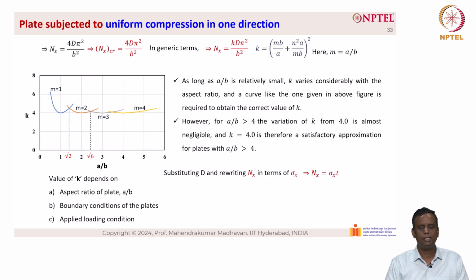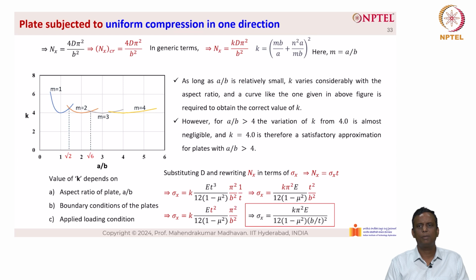Let us substitute D and rewrite Nx in terms of sigma x, which indicates Nx equal to sigma x into t. So, we have sigma x equal to k into E t cube divided by 12 into 1 minus nu square into pi square by b square into 1 by t. When we rearrange the terms, we have sigma x equal to k into E t square divided by 12 into 1 minus nu square into pi square by b square. This can be rewritten as sigma x equal to k into pi square E divided by 12 into 1 minus mu square into b by t the whole square, where k is the elastic buckling coefficient, E is the Young's modulus of the plate, mu is the Poisson's ratio, and b by t is the slenderness of the plate.